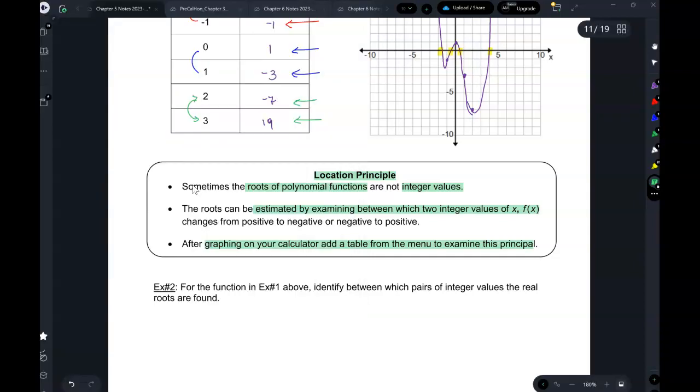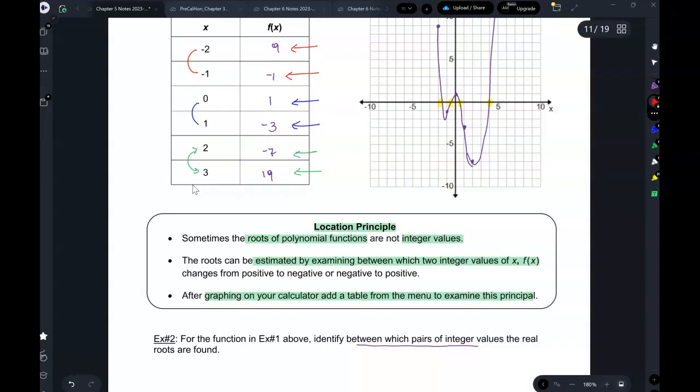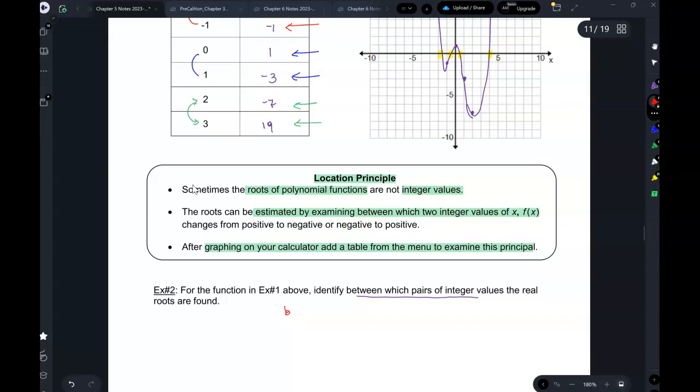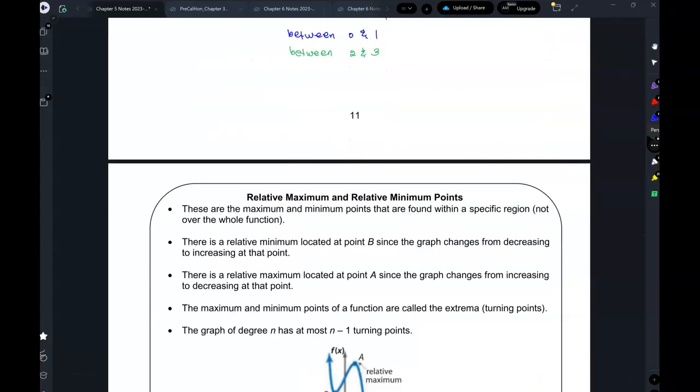All right, so here, for the function in example 1, identify between which pairs of integer values the real roots are found. So what did we say? The first one was between negative 2 and negative 1. So I say between negative 2 and negative 1. Between 0 and 1. Between 2 and 3. Okay? All right. Okay. Last, yep. Isn't there 4?